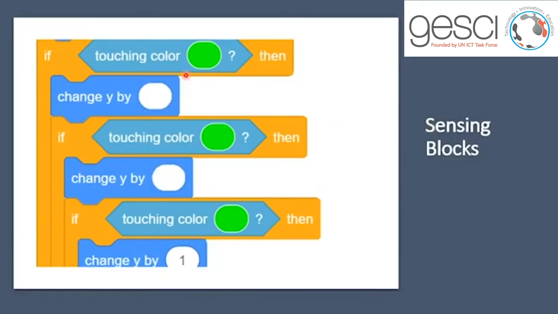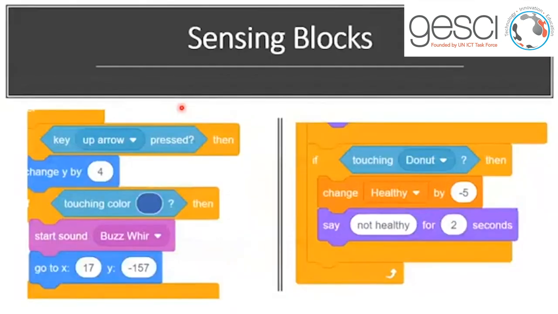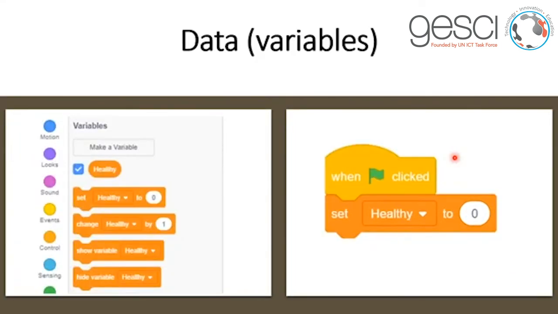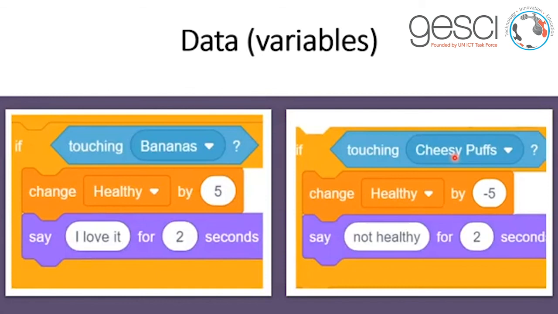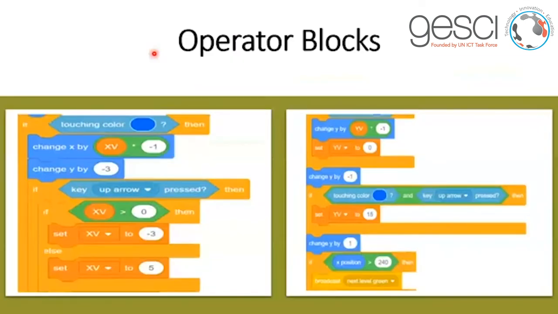Under the sensing block, like yesterday we were looking at if they sense the color. So even today we are looking at the color again. Yesterday we had the color: if you touch the color, if the key is pressed, so if a fruit is touched. So even today we're having that. If you touch a color, you're able to detect it, or if a certain key is pressed, you're also able to sense that and do some action.